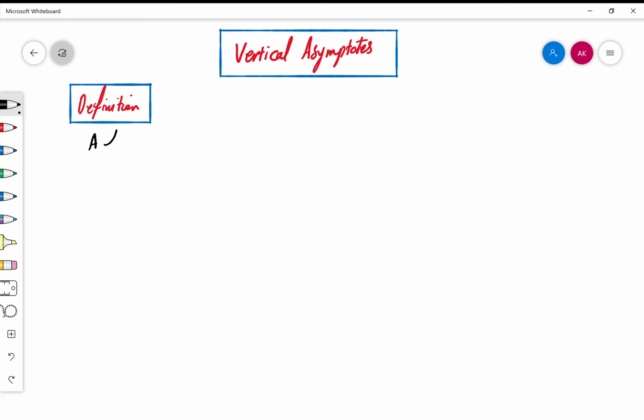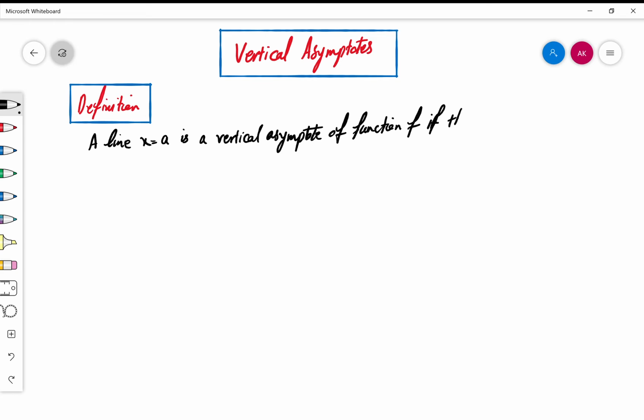So a line x equal to a is a vertical asymptote of function f if the function has an infinite limit as x goes to a plus or x goes to a minus.